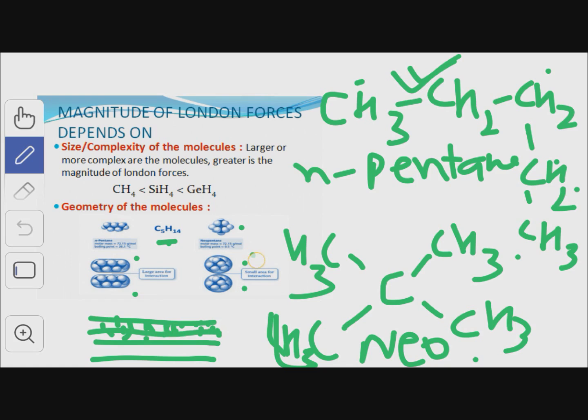But in case of branched chain, they acquire minimum surface area, meaning spherical shape, almost spherical shape, and the area of interaction is small. When the area of interaction is small, then the magnitude of London forces is also small. And when the area of interaction is large, then the magnitude of London forces is also large. And that's why N-pentane has greater magnitude of London forces as compared to neopentane.